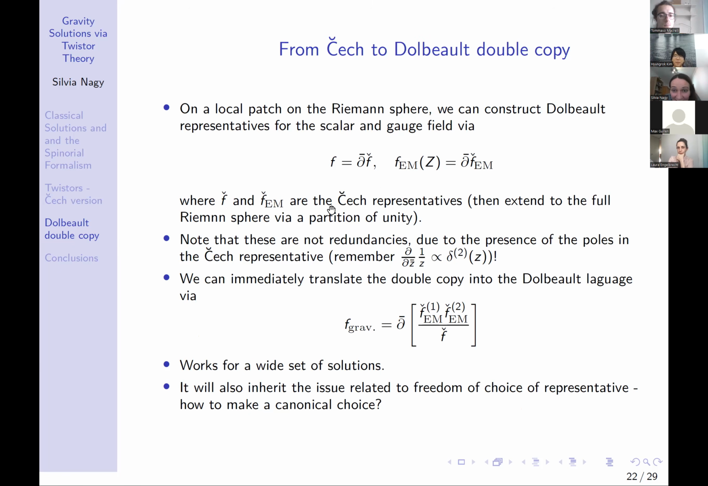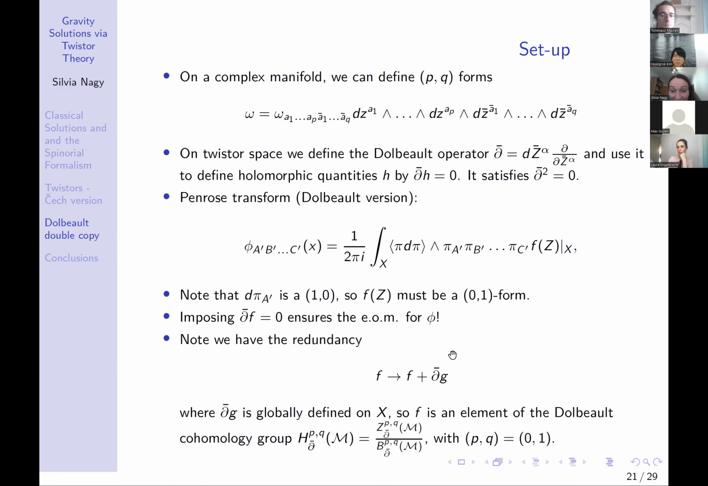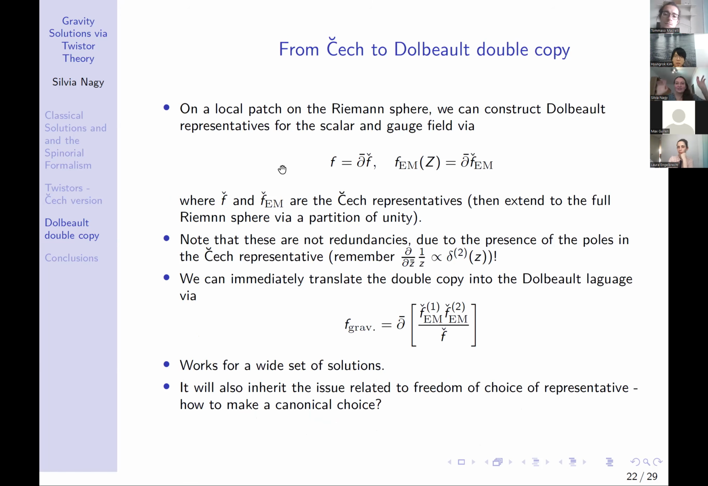Now, there's a subtlety here that you might find confusing. Remember, I was saying that I have this redundancy when I add something that looks like an exact form, an anti-holomorphic exact form. However, remember I said that partial G has to be globally defined. So these guys, even though they naively look like pure gauge terms in these formulations, they are not. And this is because these Čech functions I write here actually have poles, right? Remember, by definition, they had the right pole structure.